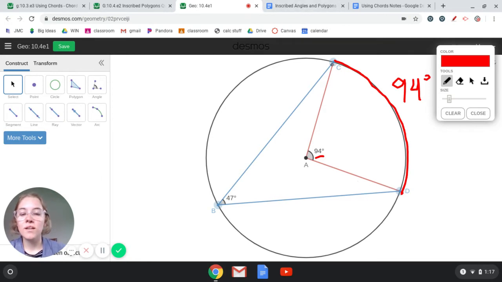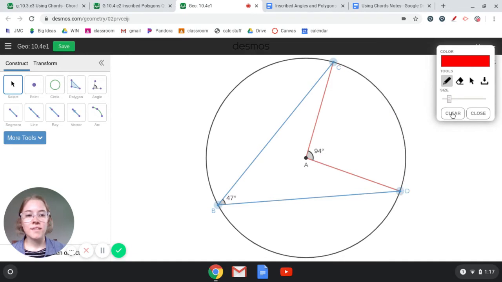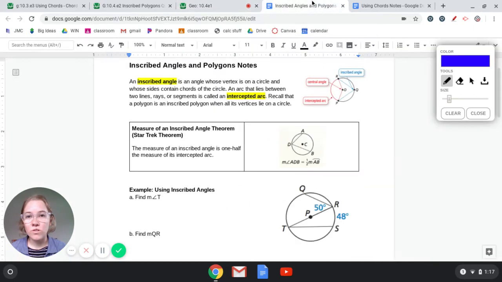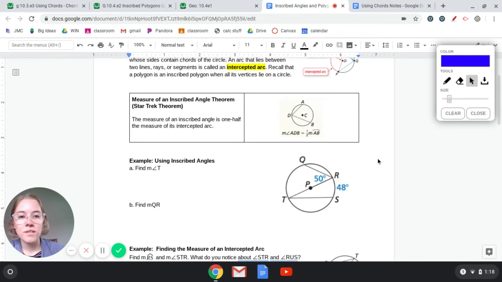So we'll go back to these notes and take a look at this. This is the theorem that we just talked about. It's called the Star Trek theorem because this symbol here looks like the Star Trek symbol. If you don't know, look it up if you're a Star Trek fan. This just means the measure of the inscribed angle is 1/2 the measure of its intercepted arc, which is also the measure of that central angle.